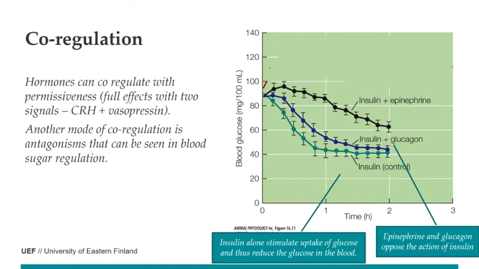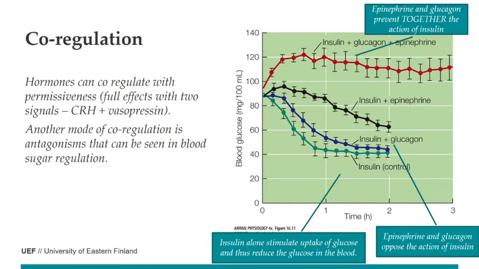And if you have both glucagon and epinephrine, you will have a constant high blood sugar level, although you have insulin secretion. So we can have now two ways. We can boost the signal by adding another hormone there, or we can inhibit the signal with these antagonist hormones.